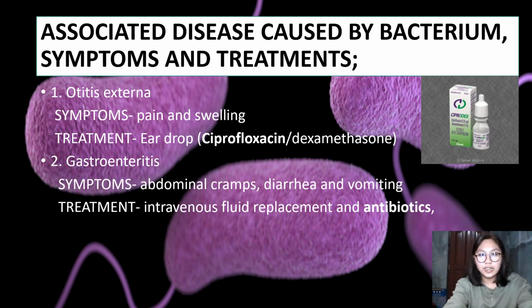So the next associated disease is gastroenteritis. So what is gastroenteritis? Gastroenteritis is a short-term illness triggered by the infection and inflammation of the digestive system. So what are the symptoms of gastroenteritis? The symptoms are abdominal cramps, diarrhea, and vomiting. So if you have a history of swimming in salty water, and after that you experience abdominal cramps, diarrhea, and vomiting, there is a possibility that you are infected or a bacteria entered you, which is the Vibrio Alginolyticus.